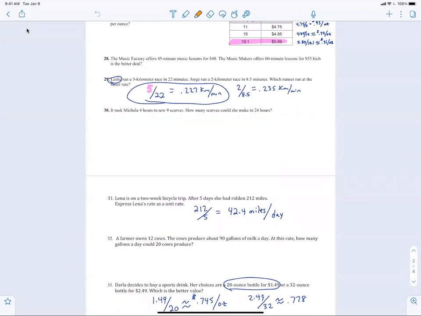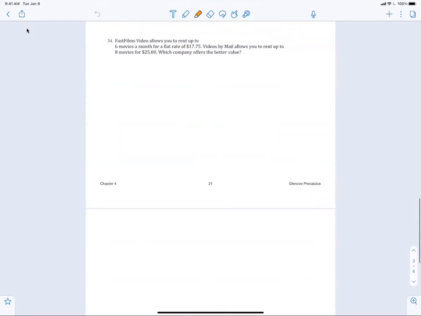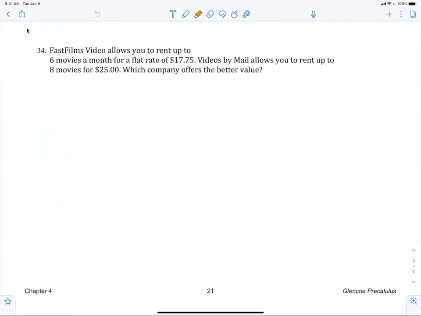What? I need to know what number we're talking about. 34. So that means it won't change. The 1775 is just what you pay every month for 6 movies. You with me on that now? Yeah, no, that's good.